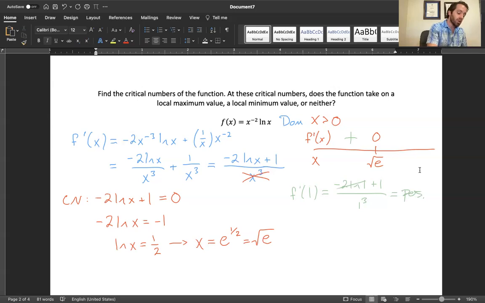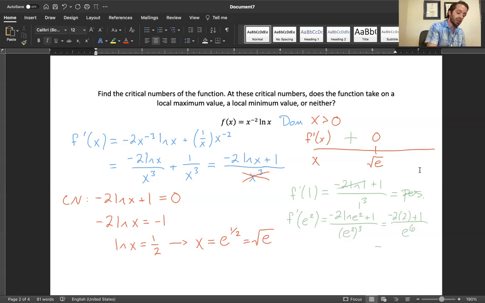And now for something bigger than that, let me do e squared, just so that the ln will be easy. So f prime of e squared is -2 ln e squared plus 1 over e squared to the 3rd power. And this will be -2 times, what is ln of e squared? Think about what ln means. It's the inverse of natural exponentiation. So that's going to be 2. That means -2 times 2 plus 1 over e to the 6th.